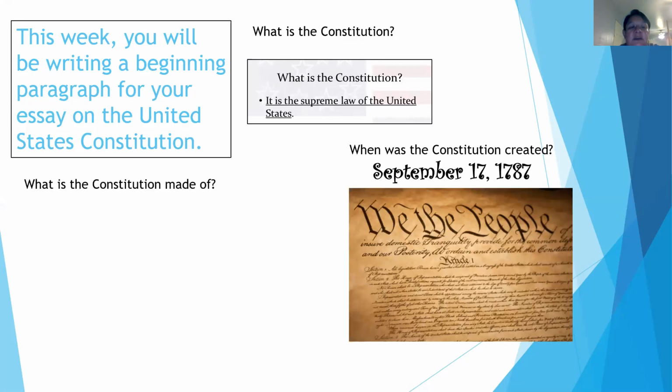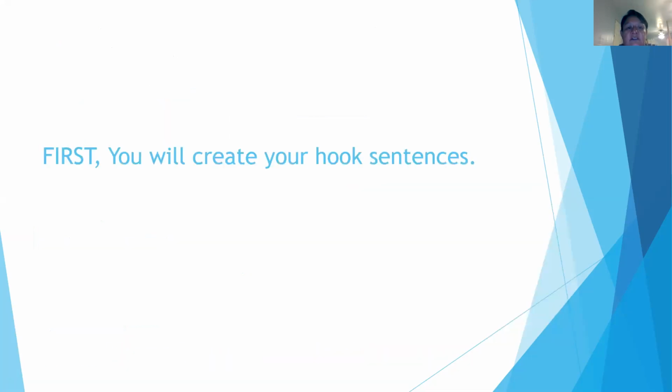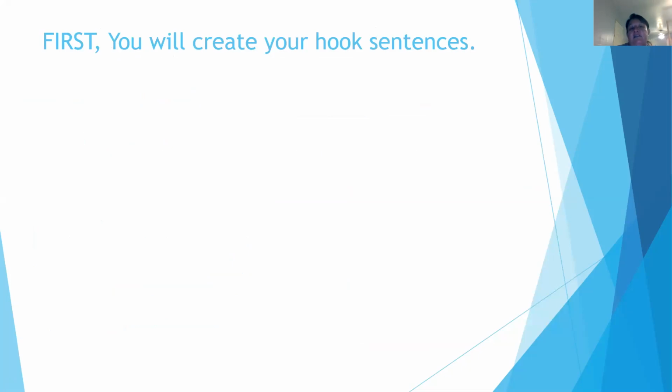What is the Constitution made of? It is made up of 3 parts: the preamble, the 7 articles, and the amendments. So those are the 3 things that we will be writing about this week. Well, not just this week. This week we're only doing our introduction. So I put this video together to help you do your hook sentences and to help you write out your entire first paragraph.